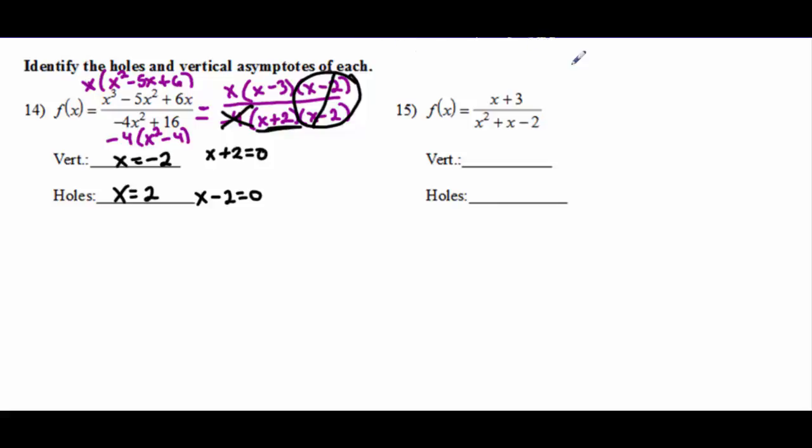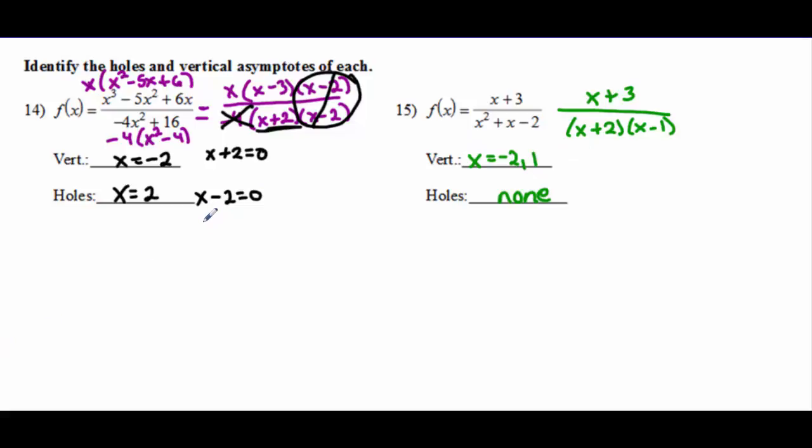On this next one, the top is just x plus 3. If I factor the bottom, I get x plus 2 and x minus 1. So nothing cancels, which means there are no holes, and both of the things on the bottom are our vertical asymptotes. So that's x equals negative 2 and positive 1.